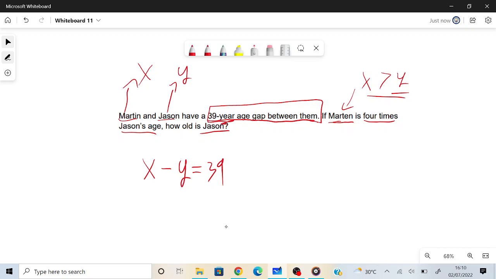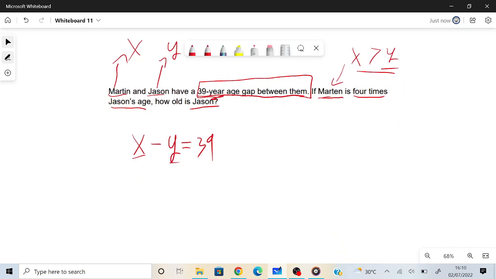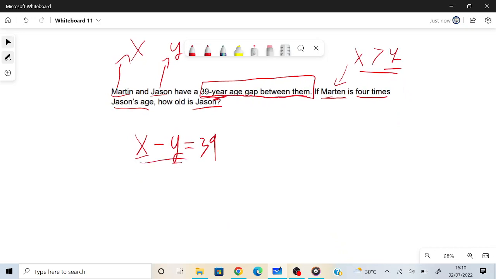But this is only one equation, and we have two unknowns, x and y. When you have two unknowns in one equation, the most probable thing that would happen is that you would have another equation and you have to solve them simultaneously, either via substitution or elimination. So if you are not comfortable with simultaneous equations, you could watch my video on solving simultaneous equations using both the elimination method and substitution method. Now we have the first equation down.